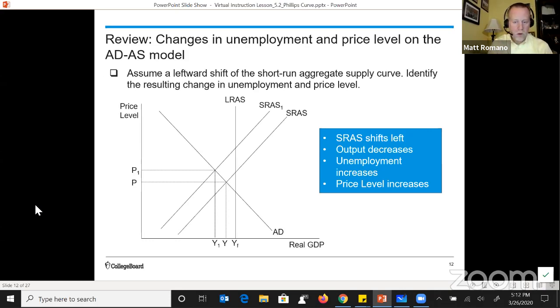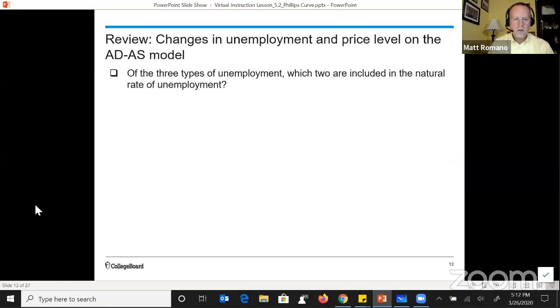There's one more component, one more topic that you already know that I want to use to review before we get into the Phillips curve. The natural rate of unemployment. Now, hopefully that's already in mind. We know what it is. It's instinctive. But let's just remind ourselves of the three types of unemployment, which two are included in the natural rate?